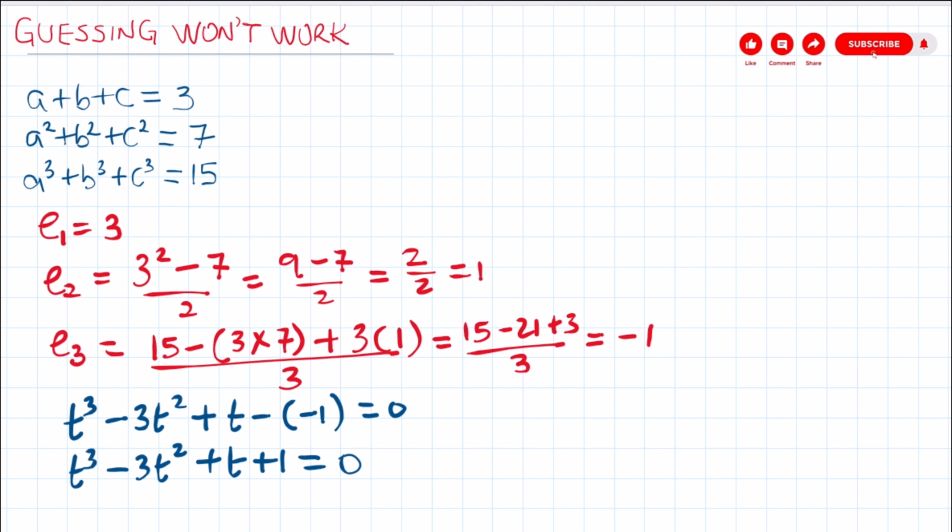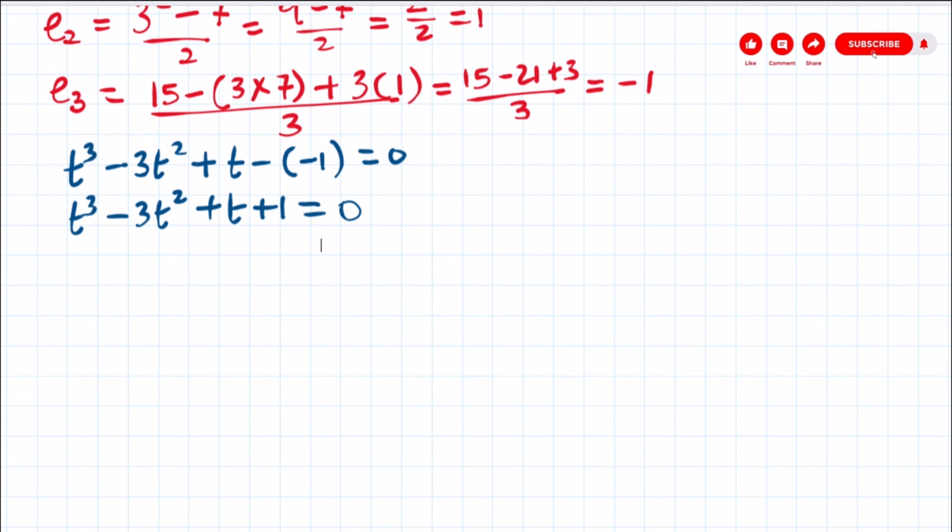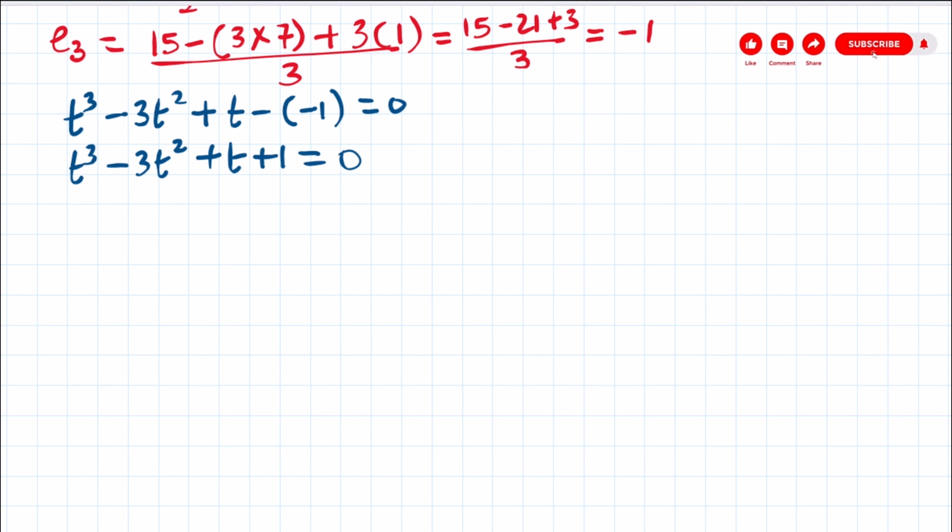And to solve this cubic equation, we need to use the factor theorem or the remainder theorem. All right, so basically we need to guess a number that works first. Then we would reduce this cubic polynomial to a quadratic equation and solve it using the basic quadratic formula. So let's go ahead and solve this cubic polynomial.